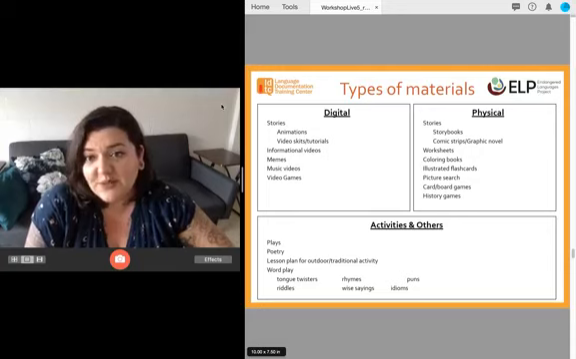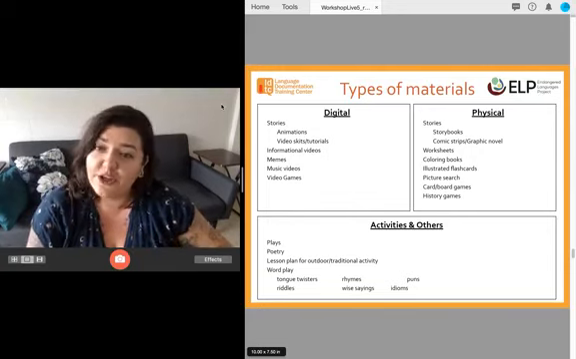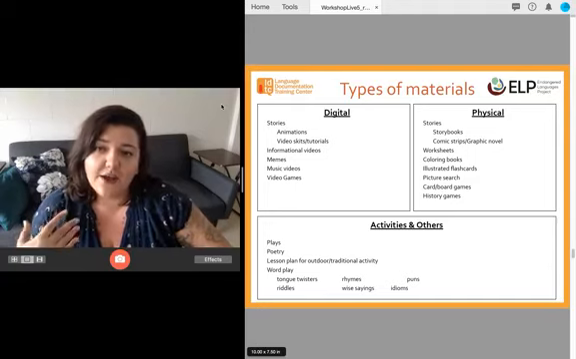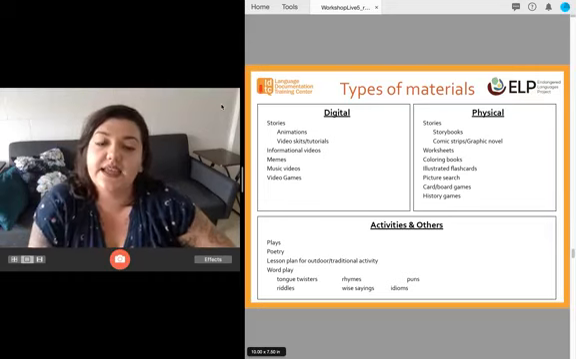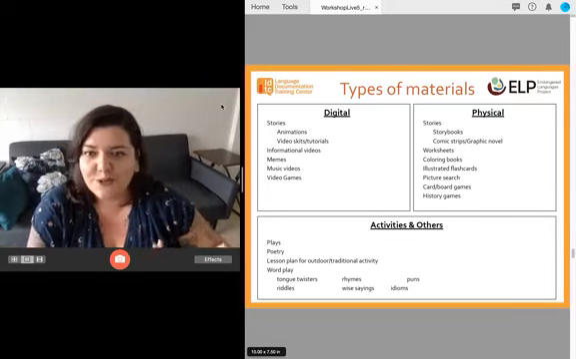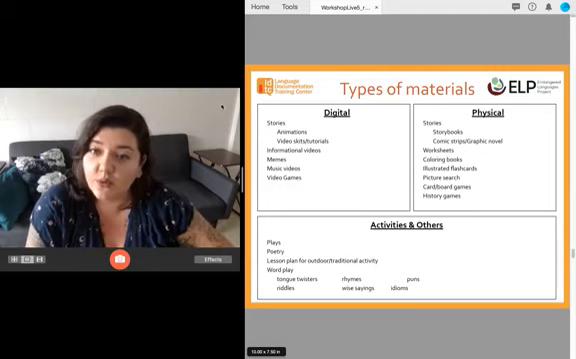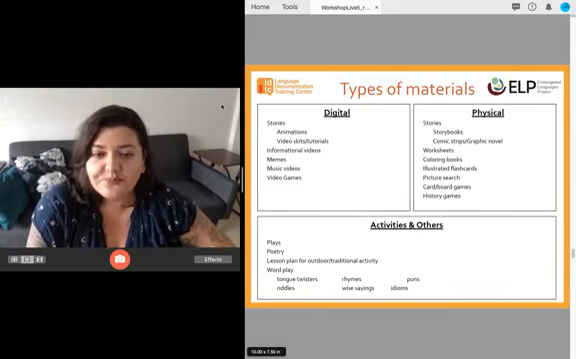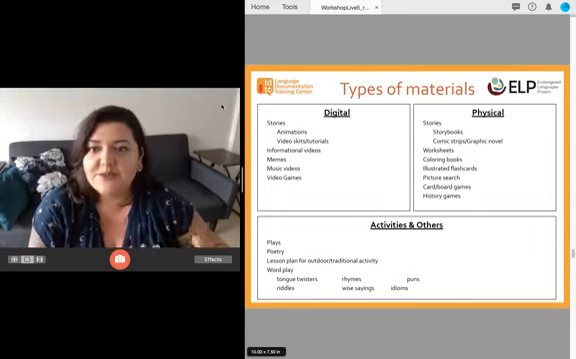Physical activities are also very important and kind of a staple as well. Depending on your community, you may not have access to digital means of creating materials. So physical materials would be things like storybooks, graphic novels, comic strips, however you want to refer to those, worksheets, coloring books, illustrated flashcards, picture searches, card or board games, and history games. So these are all things that you can make physical copies of and then use in a classroom setting or at a community game night or something like that.